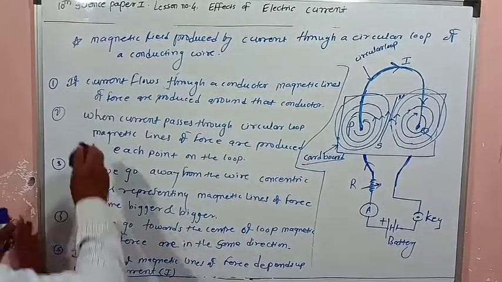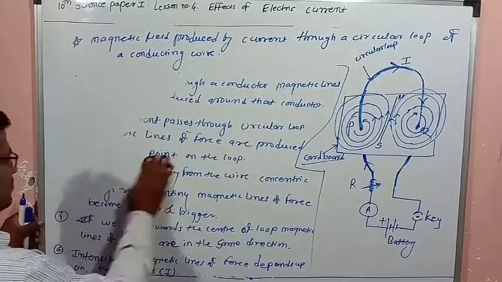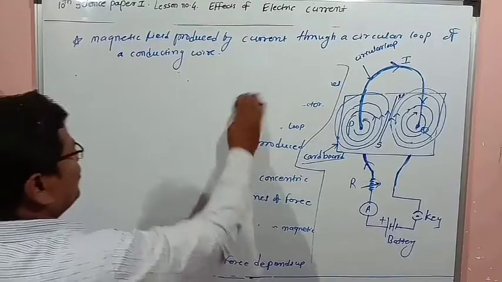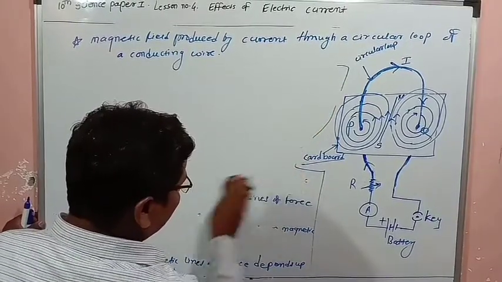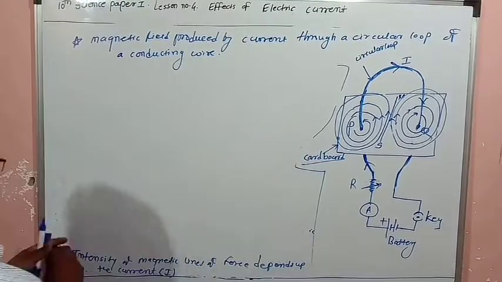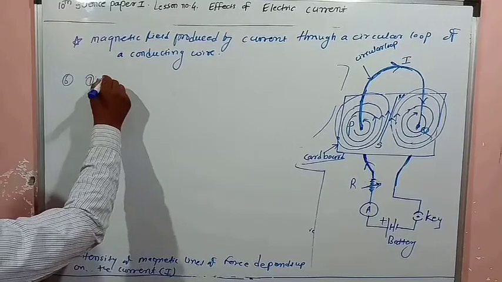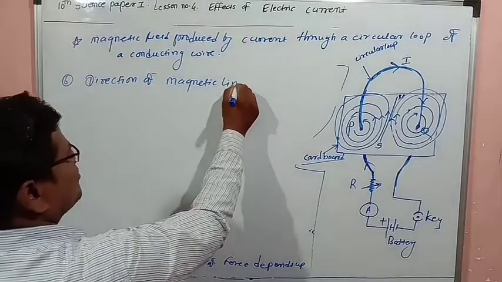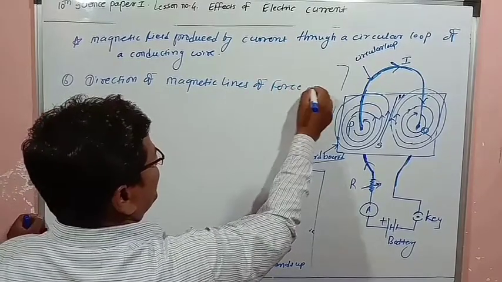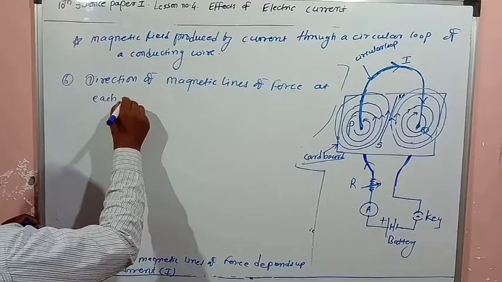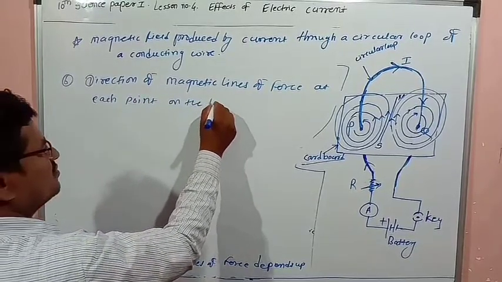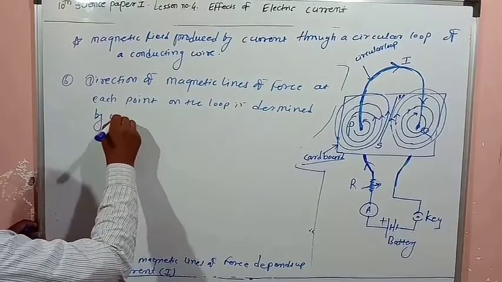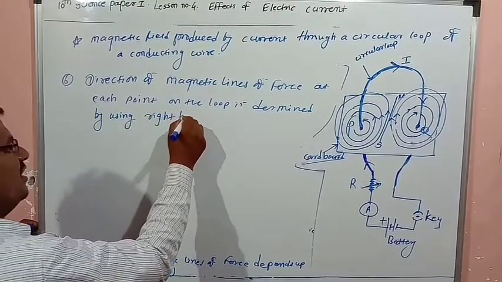And 2 more points are there. Point number 6: the direction of magnetic lines of force at each point on the loop is determined by using the right hand thumb rule.